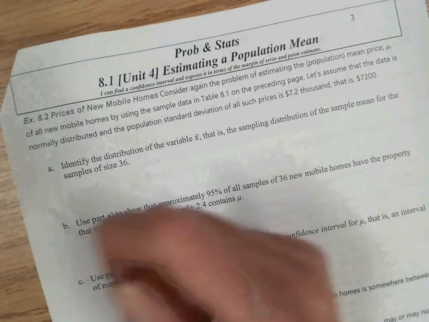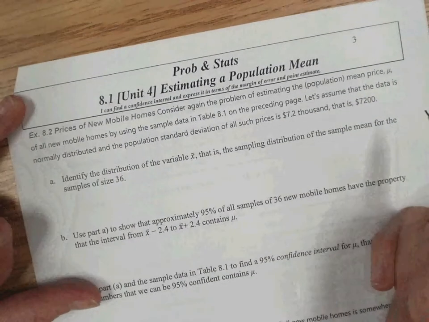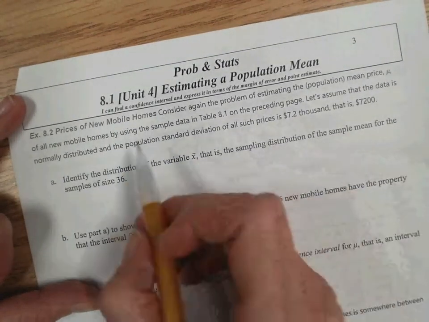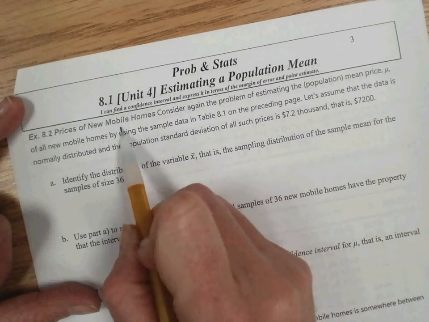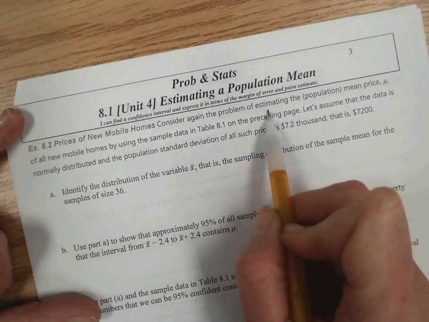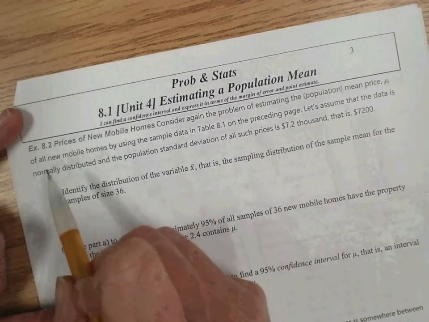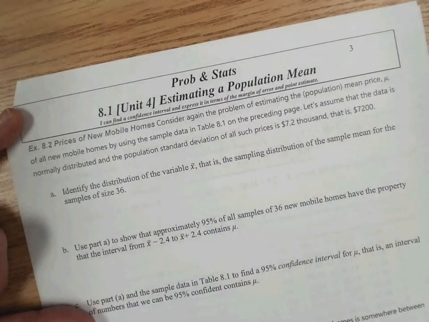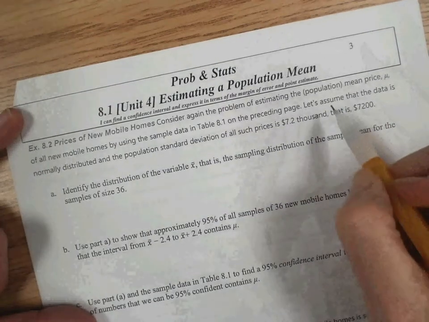All right, we have example 8.2. So we're on page 3 of the 8.1 notes for Unit 4. We have another example about our new mobile homes. Consider that problem again of estimating the population mean price of all new mobile homes by using the sample data in 8.1, Table 8.1 on the preceding page.